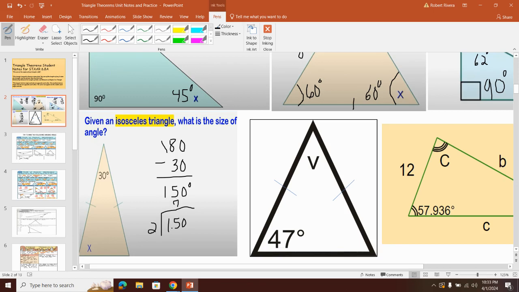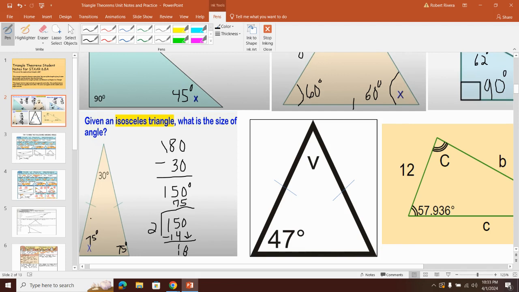and that would give me 75. Finish it off. Yep, 75. So now I know that x has to be 75 degrees. This has to also be 75 degrees.